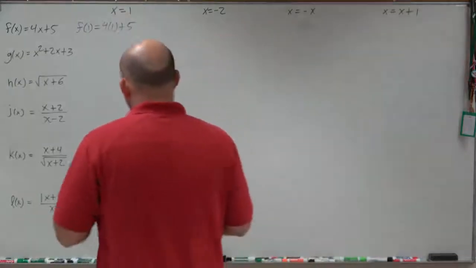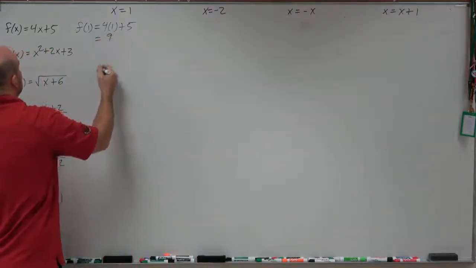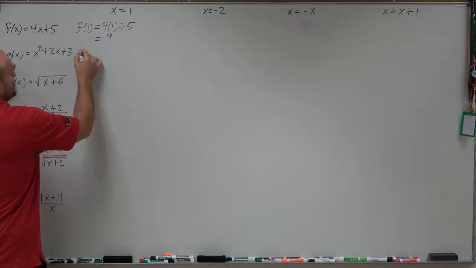Perfect. Now I can just simplify. 4 times 1 is 4, plus 5 is going to equal 9. Moving on to the next one, I would have g of 1. So that's a different function.